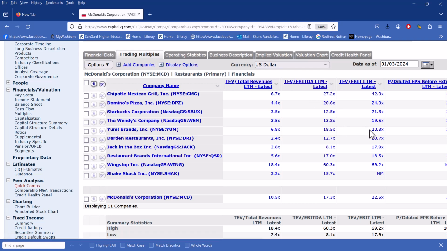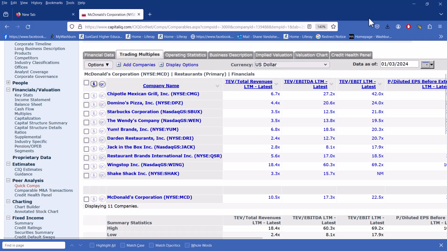And we see this is actually consistent with the EBIT over here as well. 42 times for Chipotle versus 22.5 times for McDonald's. For Wendy's, however, it is 19.5 times, so a little bit lower expectation there. So this means that investors overall are paying more per dollar of cash flow or operating profit generated for Chipotle right now than they are for McDonald's.